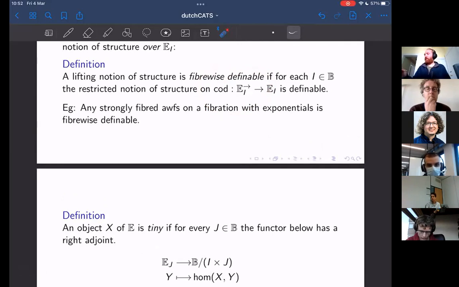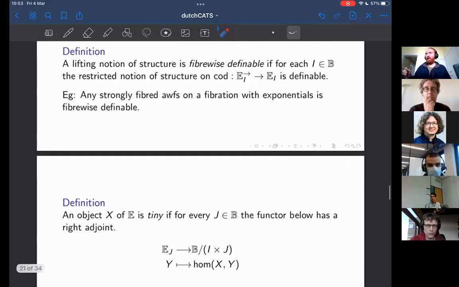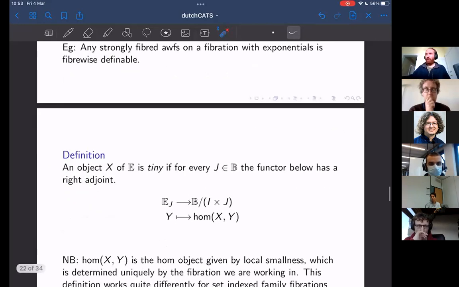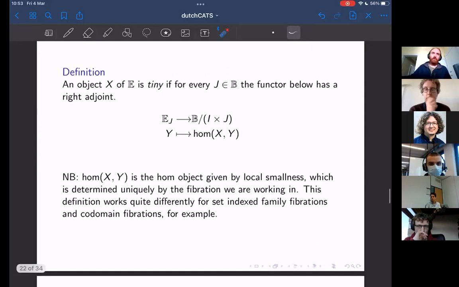Okay, so as I said, strongly fibered is quite a strong condition. It holds in a few special cases, but there are loads of examples where it doesn't hold. So the first thing is a criterion which holds more often, and which is easier to get in more examples, for showing that a fibered algebraic factorization system, not necessarily strongly fibered, is fiber-wise definable. And this uses a definition called tininess.